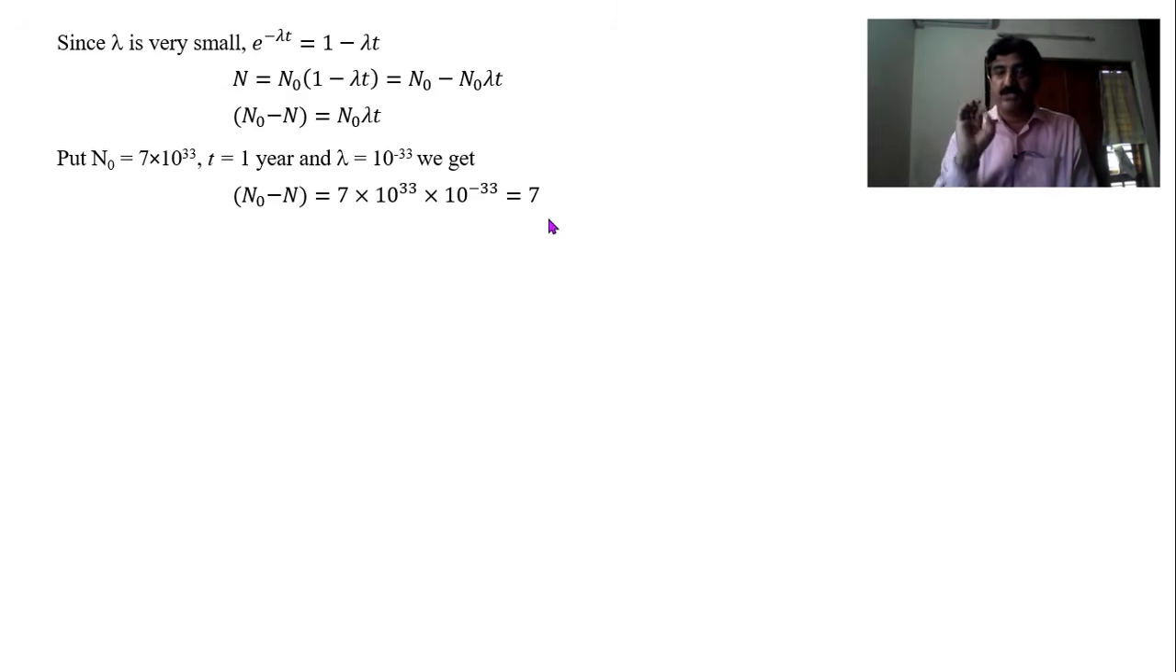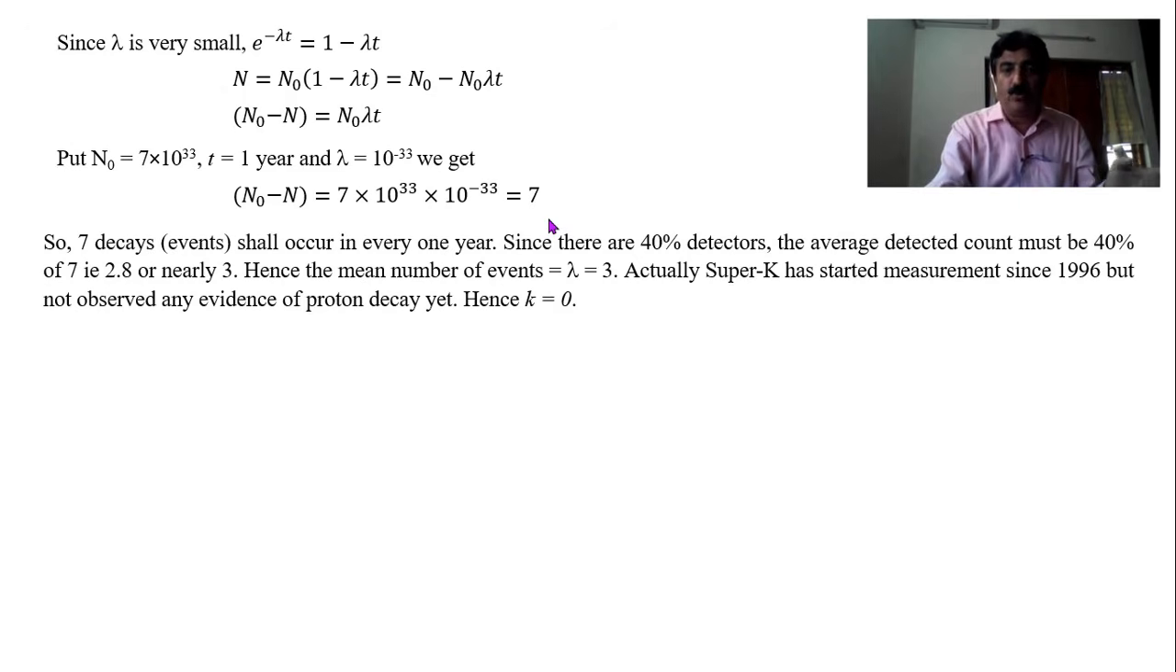Okay, 7 protons must decay, and my experimental chamber covers only 40%. Therefore, detectors cannot detect all 7 decays, only 40% of the 7. What is 40% of 7? It is 2.8, so I take it as 3. That means in 1 year there will be 3 decays if at all. If so, my counter must detect 3 decays. Means in the Super K experiment site in Japan, they have to detect 3 counts in 1 year.